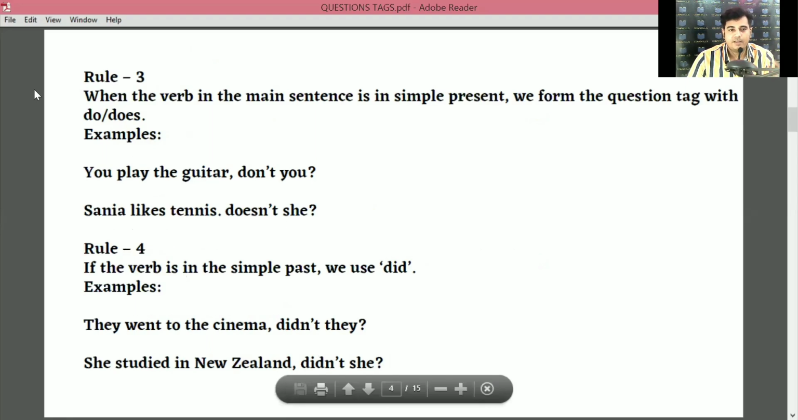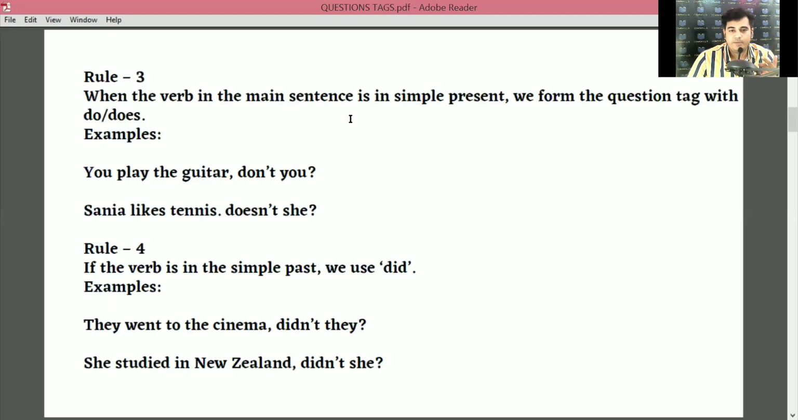After completing the entire thing. And rule number 3: when the verb in the main sentence is in simple present, we form the question tags with do or does. That's very clear. So we have present indefinite. It's positive. Of course, when we have a negative sentence, we use do or does. Okay. You play the guitar. You play the guitar, don't you?